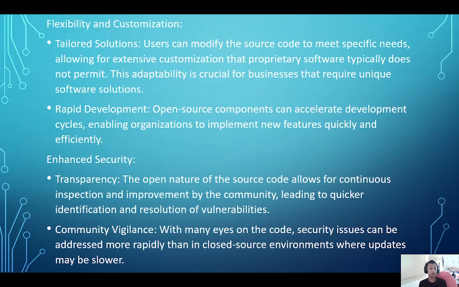The open nature of the source code allows for continuous inspection and improvement by the community, leading to quicker identification and resolution of vulnerabilities. And community vigilance. With many eyes on the code, security issues can be addressed more rapidly than in closed source environments where updates may be slower.